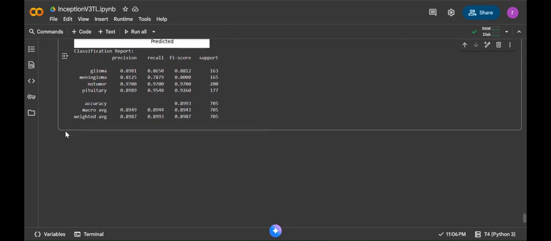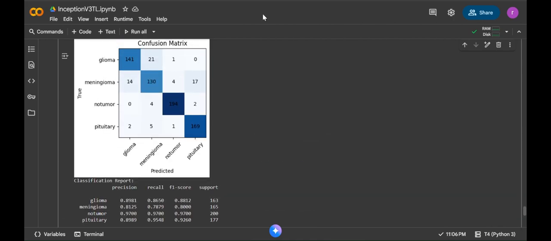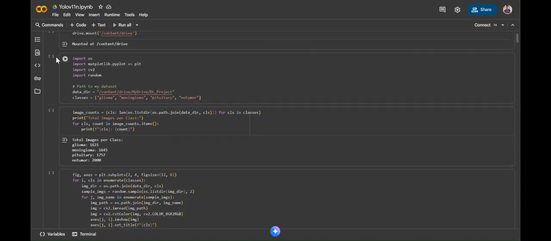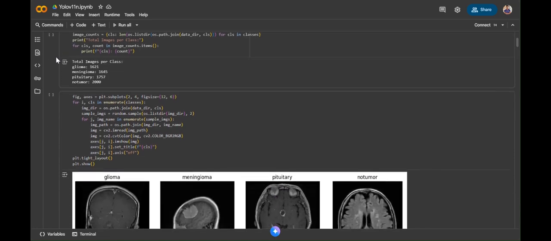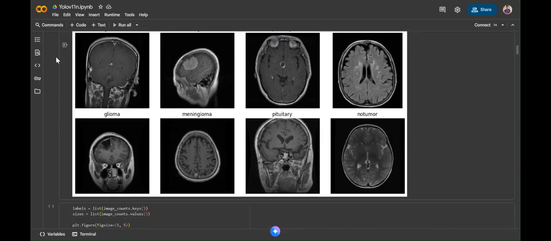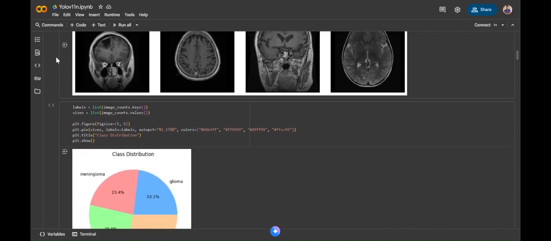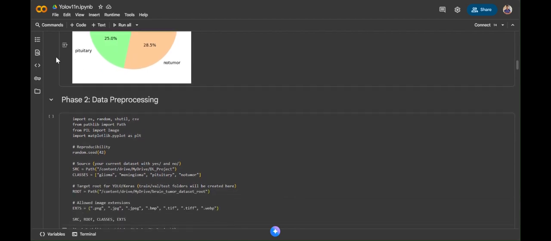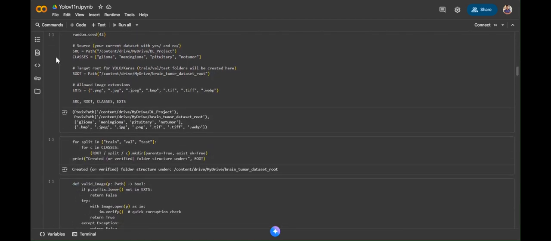One of the strengths of this dataset is that it is balanced, meaning each tumor category has nearly an equal number of samples. This balance prevents the model from being biased toward one specific tumor type and ensures fair training. Moreover, the dataset is composed of high-resolution medical scans captured from real patients, making it suitable for deep learning-based medical image classification.